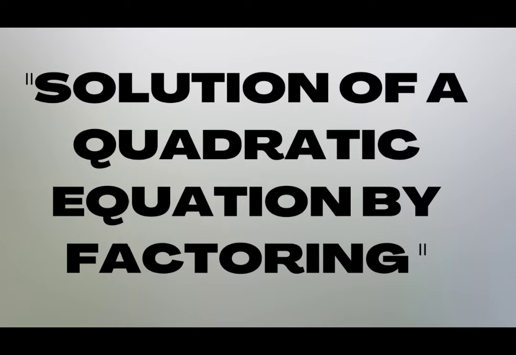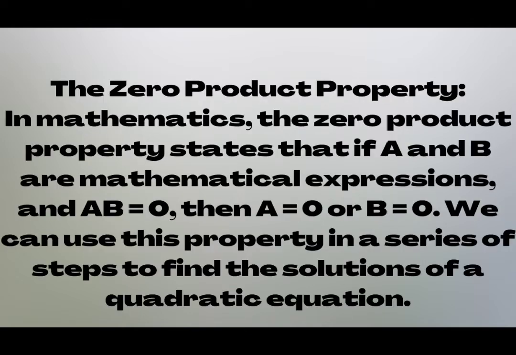Solution of a quadratic equation by factoring. The zero product property. In mathematics, the zero product property states that if A and B are mathematical expressions and A times B is equal to 0, then A is equal to 0 or B is equal to 0. We can use this property in a series of steps to find the solutions of a quadratic equation.